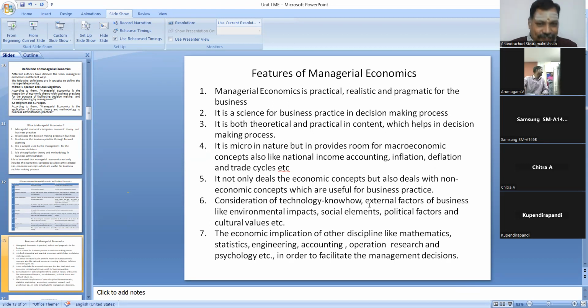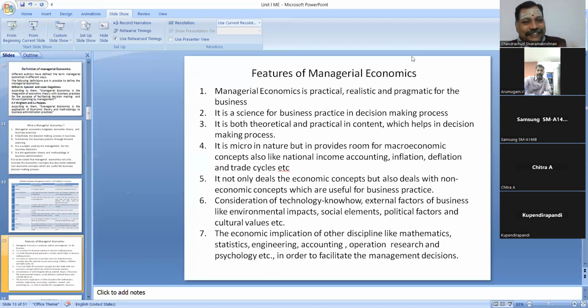It is a science. It is not a theory. This science subject deals with the decision-making process. It not only includes the theoretical subject, but it is also a practical subject, as we are using statistics, mathematics, and macroeconomics, all these things.